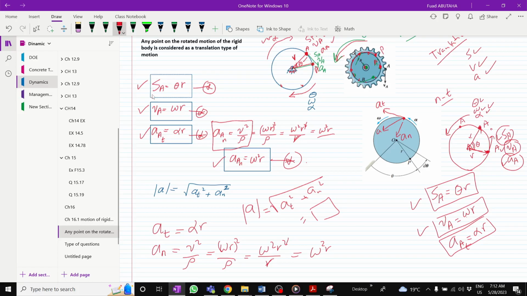So you can get the position, which is theta times r. If we give you these three pieces of information with the radius, it will be very easy to calculate the position of A, the velocity of A, and the acceleration. We have two accelerations, the tangential acceleration and the normal acceleration. And if we ask you what is the magnitude of the acceleration, it will be calculated by using this formula.